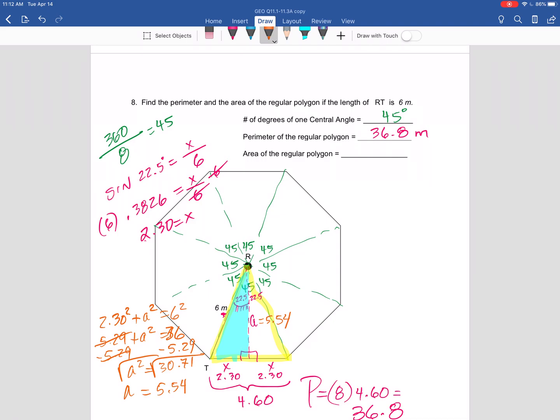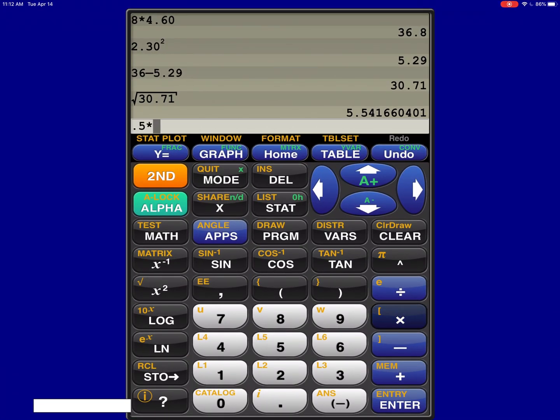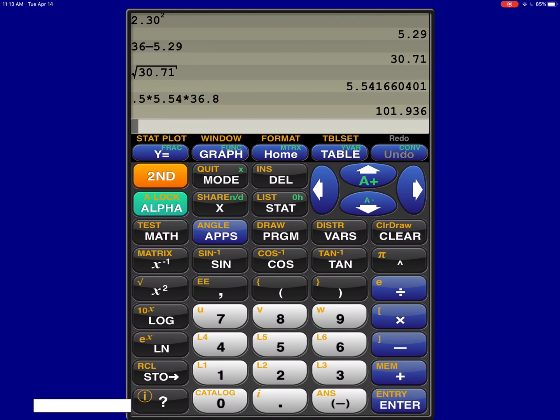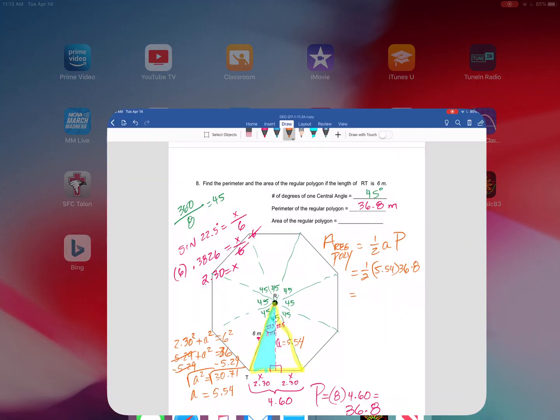Now we got everything we need. Area of a regular polygon is 1/2 apothem times perimeter. 1/2, that apothem, 5.54, the perimeter, 36.8. Let's multiply right across. We've got 1/2 times 5.54 times the perimeter, 36.8. There it is. 1/2 apothem times perimeter. Final answer, 101.94.